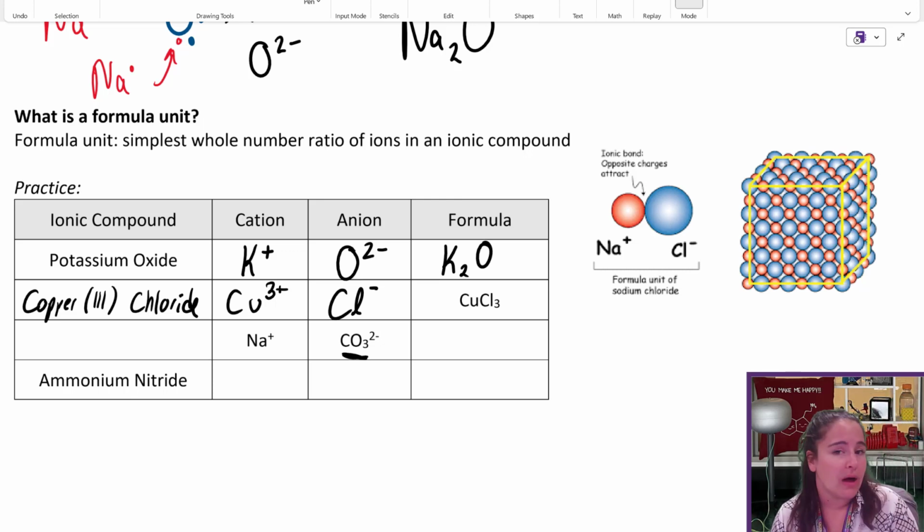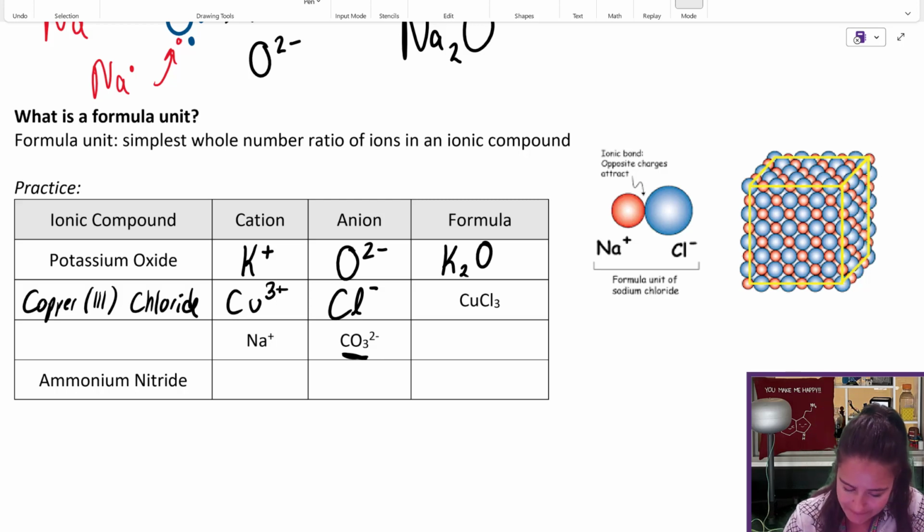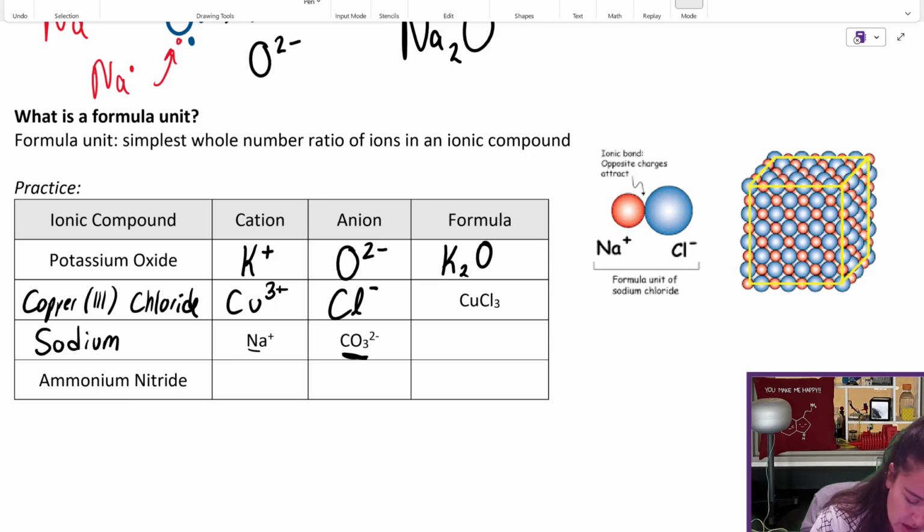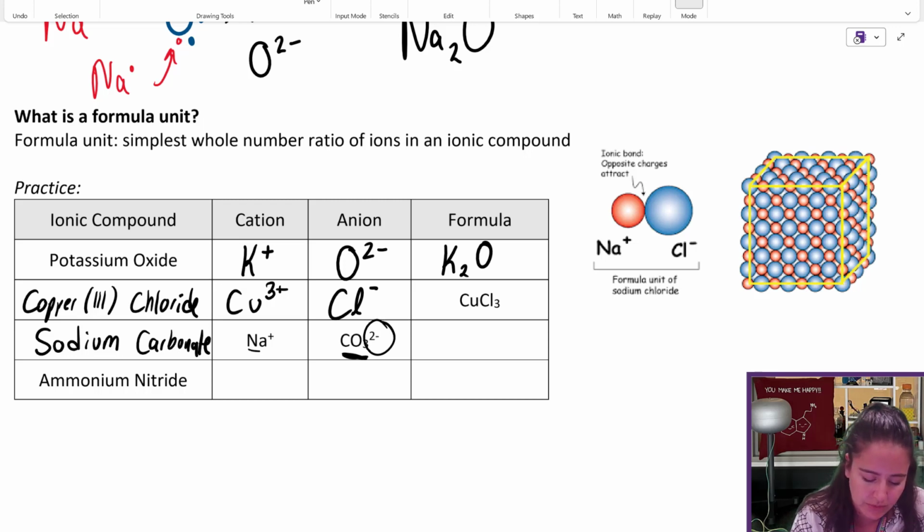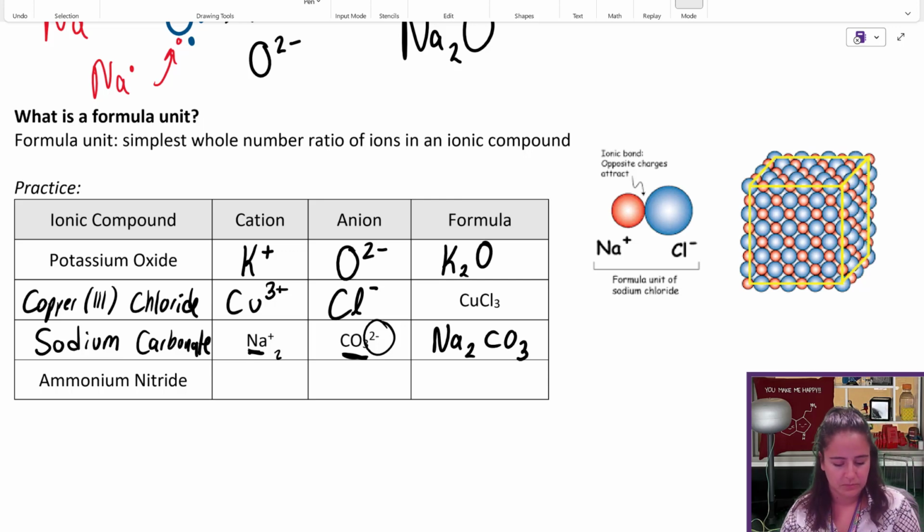CO3 2- is a polyatomic ion called carbonate. Na+ is a sodium ion. So this is sodium carbonate. And since carbonate has a 2- charge, we're going to need 2 sodiums for it. So the formula will be Na2CO3.